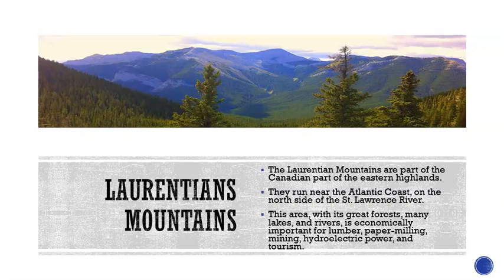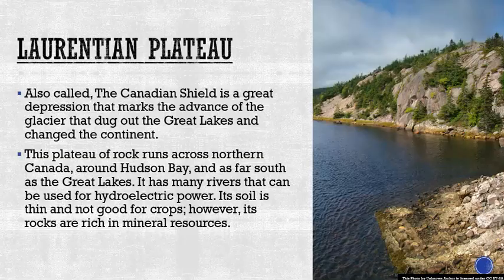So to the south of the St. Lawrence River, we have the Appalachian Mountains, and to the north of the St. Lawrence River, we have the Laurentian Mountains in Canada. The Laurentian Mountains are a part of the Canadian Eastern Highlands. This area, with its great forests, many lakes, and rivers, is economically important for lumber, paper milling, mining, hydroelectric power, and tourism. We talked about the Canadian Shield.